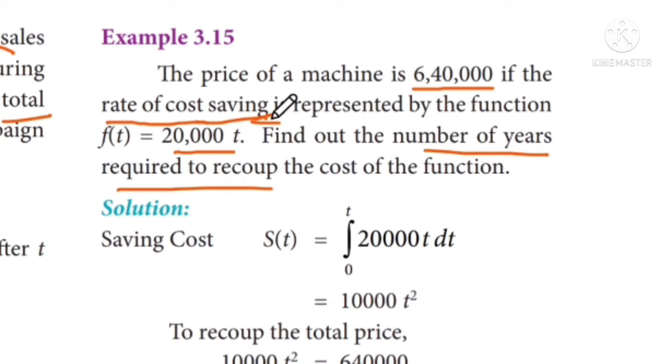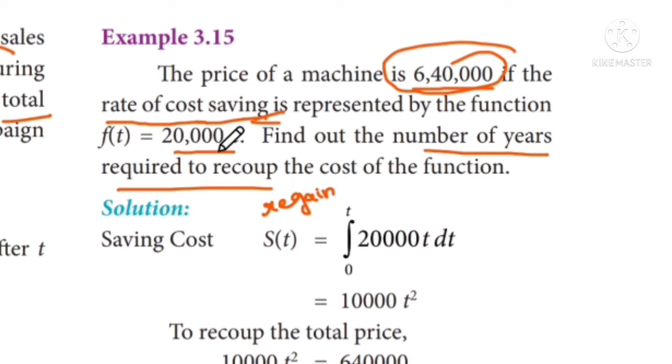What is cost saving? The amount of money that is saved, that is not spent, the amount of money that you can save. That is called the cost saving. Find the number of years required to recoup. Recoup means regain the cost. How many years will it take to regain this? You want to get the 6,40,000. So how many years do you have to save money with this change? As t increases, the function is changing. The cost is changing. So with this, how many years will it take to save this?